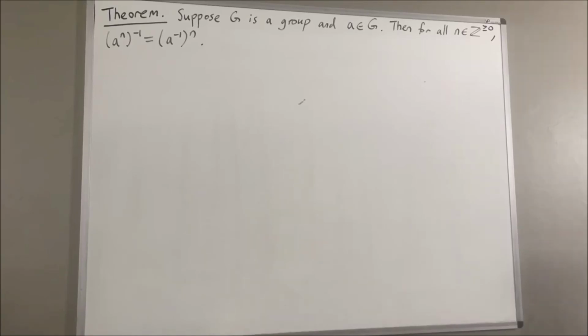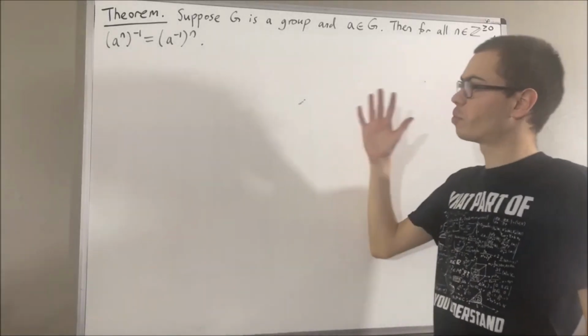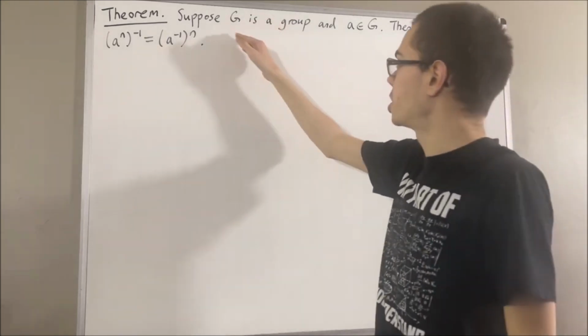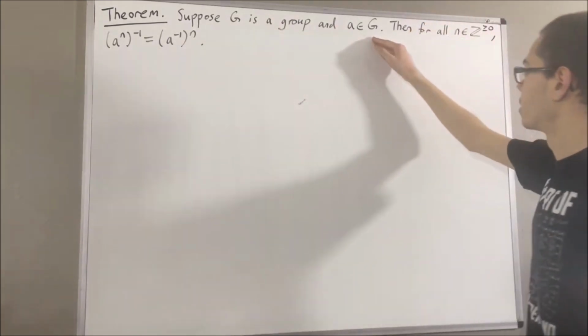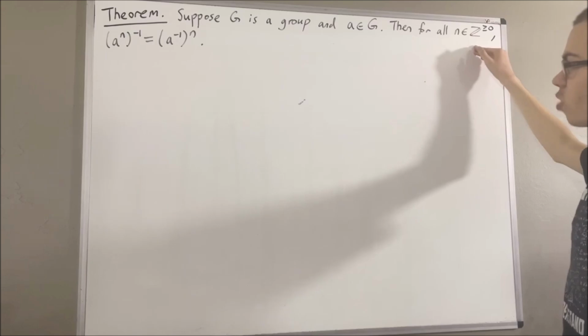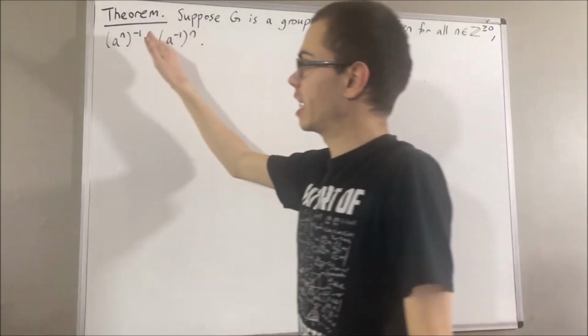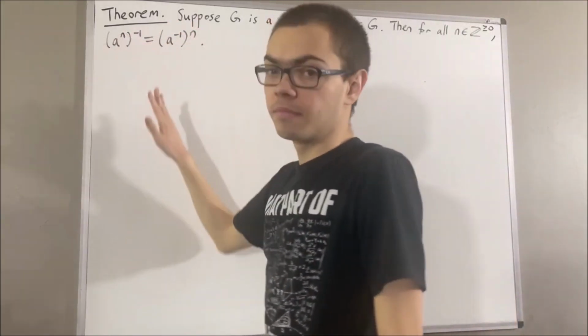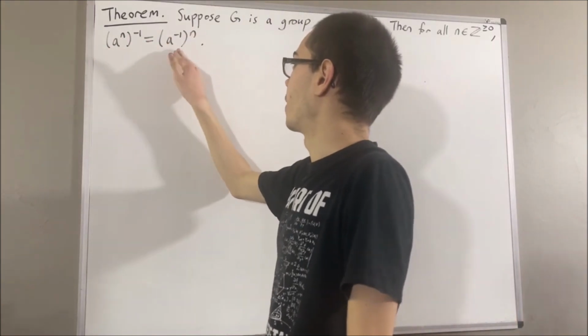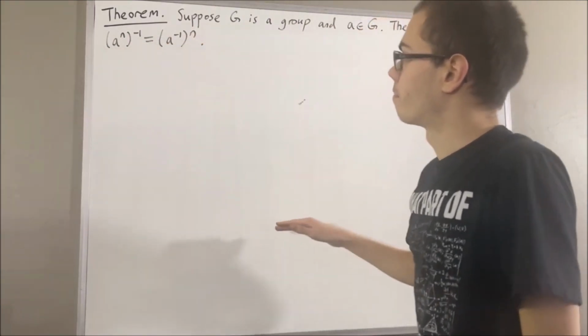Hello! In this video, we are going to prove the following theorem. Suppose G is a group and A is an element of G. Then for all integers n greater than or equal to 0, the inverse of the element A to the n is equal to the inverse of A raised to the power of n.